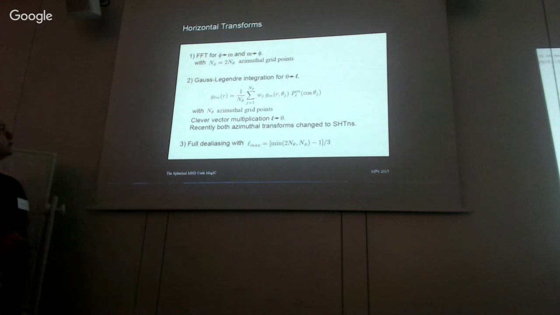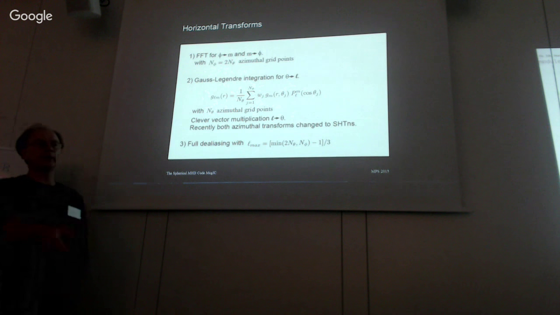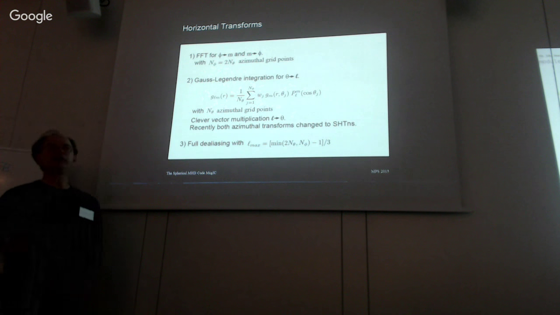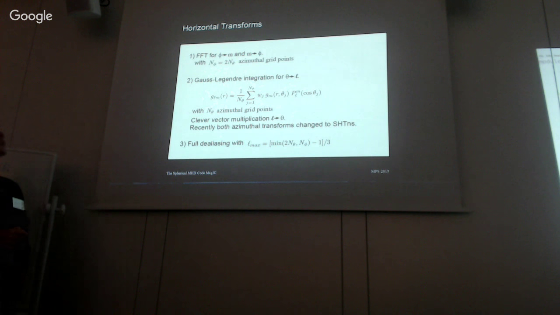Typically, an input parameter is what is called n_phi_tot, the total number of longitudinal grid points. The number of grid points in the theta direction is, of course, just half of that. Because once you go from 0 to 2 pi in longitude, in latitude you go from 0 to pi, so you just choose half the number.